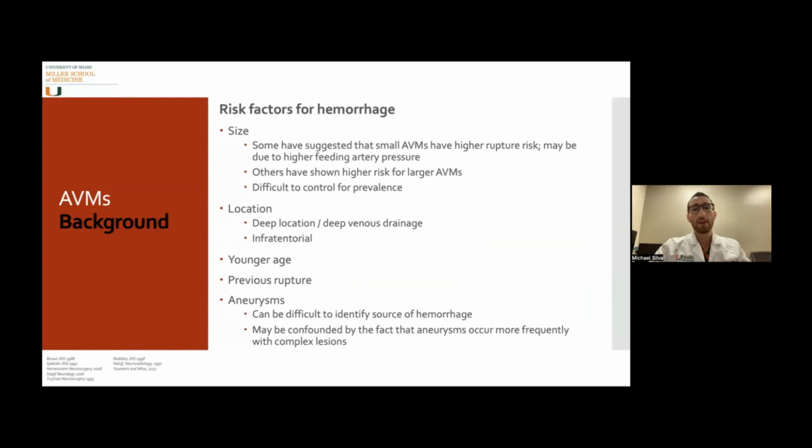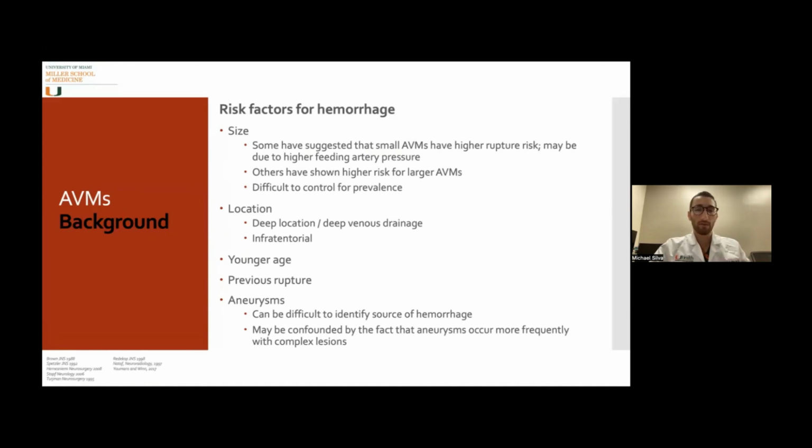Risk factors for AVM rupture. So size, this is very controversial. Some groups have suggested that small AVMs actually have a higher rupture risk, and they've theorized that it's due to higher feeding artery pressure. However, other groups have shown higher risk for larger AVMs. The reality is it's very hard to calculate this. We don't know what the denominator is, and we don't know what the prevalence of small or large AVMs is, and it's very, very difficult to say. So I would say it's inconclusive whether or not size matters for risk of hemorrhage for an AVM.